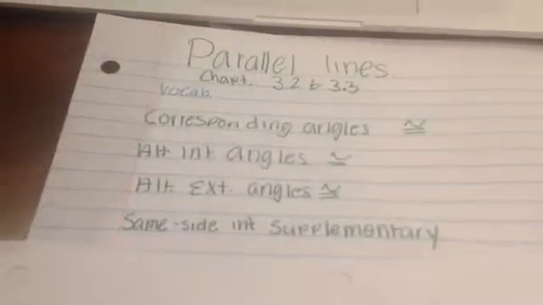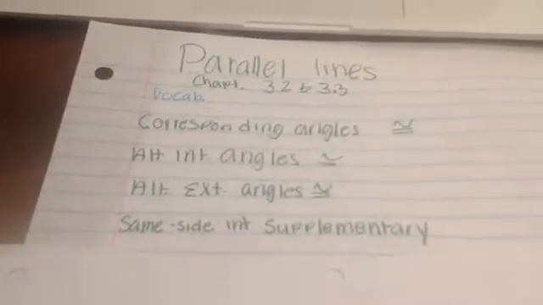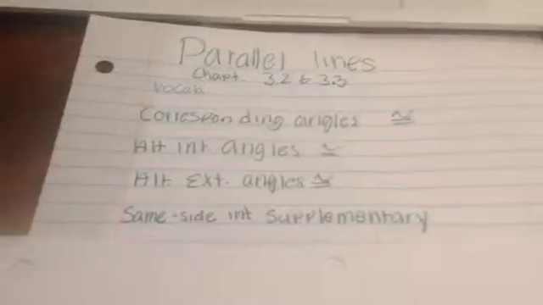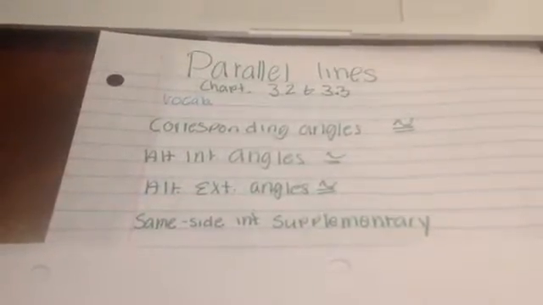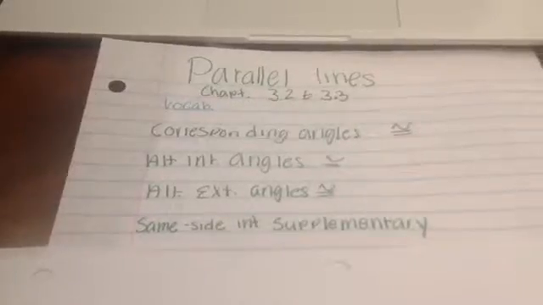This lesson is over parallel lines. It's on chapters 3.2 and 3.3. The vocab is: corresponding angles are congruent, alternate interior angles are congruent, alternate exterior angles are congruent, and same side interior angles are supplementary.